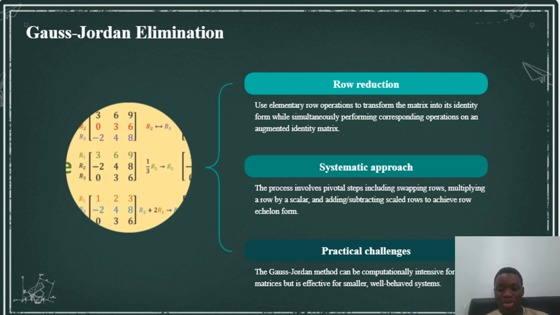The Gauss-Jordan method can be computationally intensive for larger matrices, but is effective for smaller and well-behaved matrices. That's matrices that are just in normal form, that are not too big, too large, or too complex. That's what we call well-behaved systems.